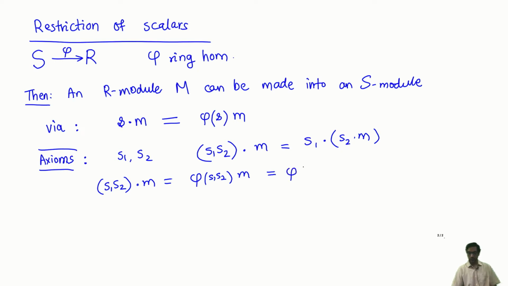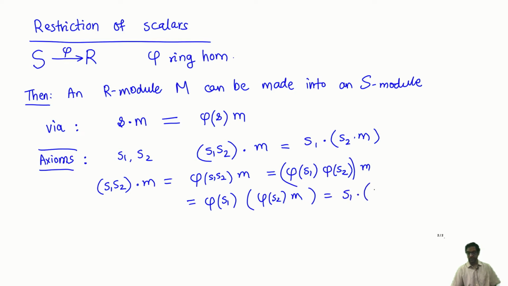But now phi is a homomorphism. This is the first place where we need to use it. This is phi(s1) phi(s2), a product of these two elements in R, and it's this product acting on m, right? But now the corresponding axiom for R modules says the product of two scalars of R acting on m is just what you get by acting one after the other. So it's phi(s1) acting on phi(s2) acting on m. But then that's exactly the right hand side. This by definition is s1 acting on s2 acting on m.